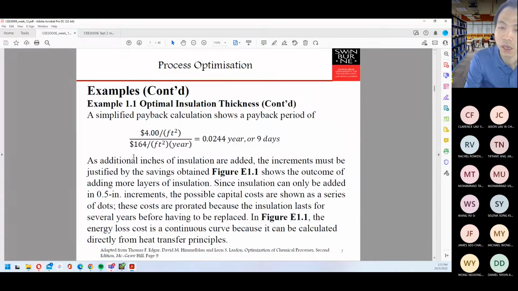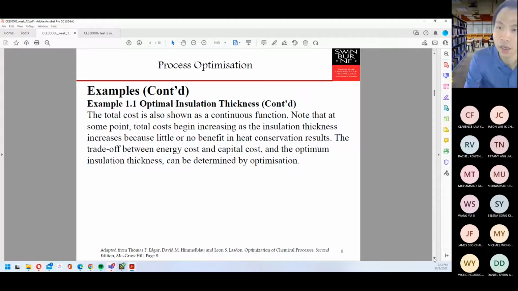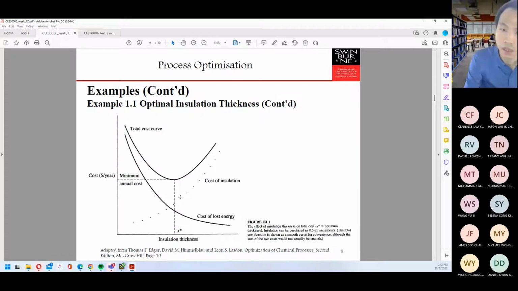Okay. So then the thing that we want to use is basically a simplified payback calculation. In order for us to recover the cost of the insulation, we will need about 9 days. Okay. However, as additional inches of insulation thickness are added, the increment must be justified by the saving. So how do we do that? Basically, these are the things.